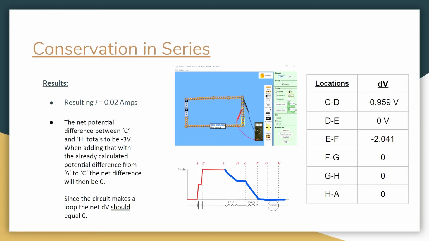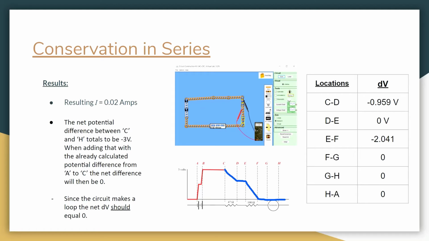As we can see, we know that A to C, the potential difference will equal 3 volts. And since we also know the loop rule, which states that if there is a loop occurring, then the potential difference will equal 0, we keep that in mind when checking if we're getting the right potential difference values from C to H. If we add up all the potential difference values from C to D, D to E, E to F, F to G, and so on, we should get a value of around -3, which we do, fortunately.